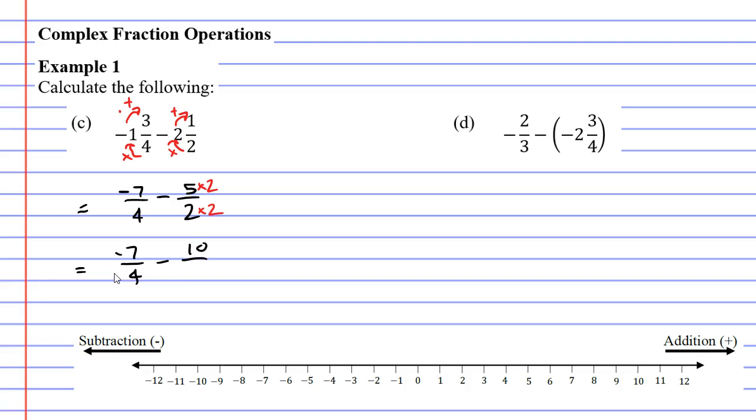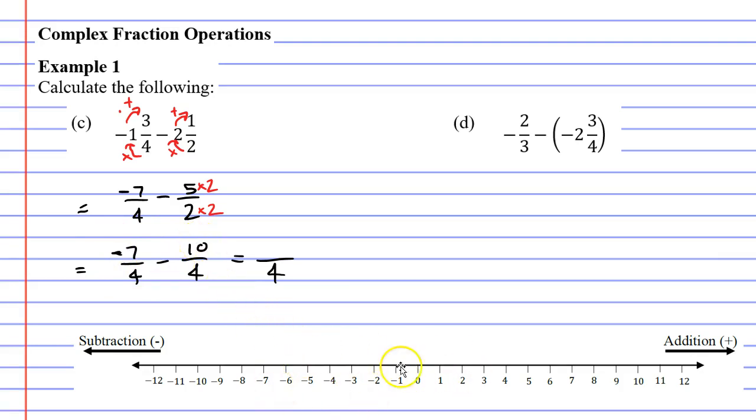5 times 2 is 10, and 2 times 2 is 4. Now both our denominators are the same. We know that our solution will have a denominator of 4 as well, and we simply perform the calculation on the numerators. -7 minus 10.